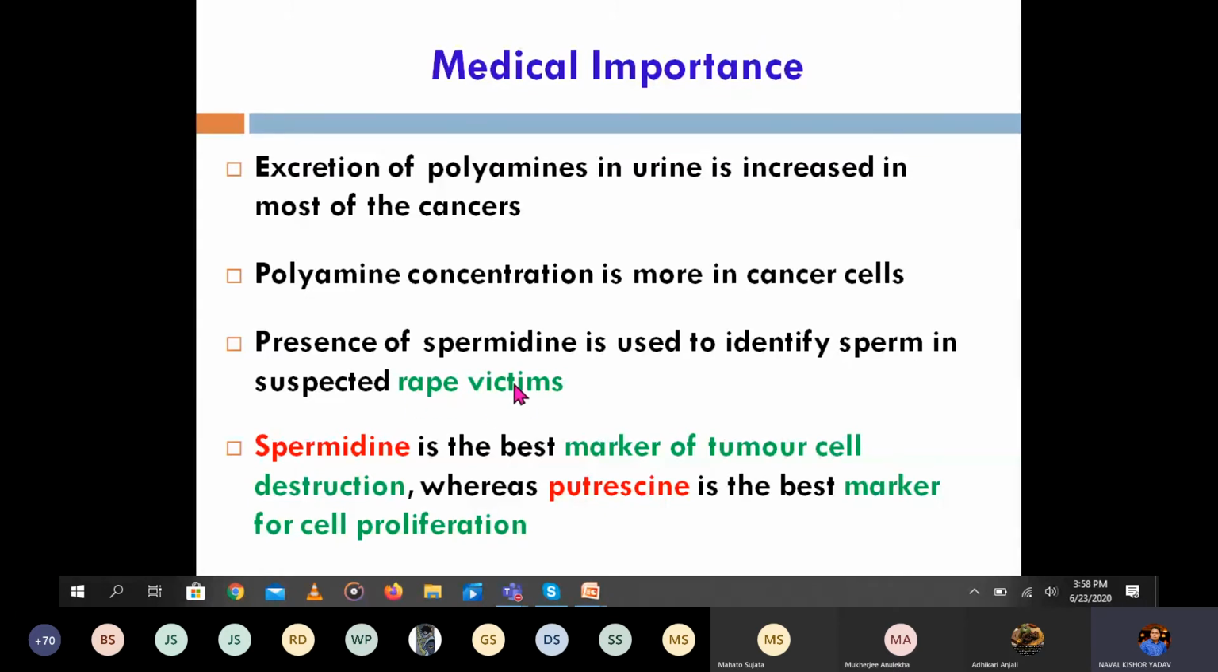These polyamines also act as markers. You can see here the marker of tumor cell destruction. The polyamine known as spermidine acts as the best marker of tumor cell destruction. That is also one of the functions of spermidine. In the pharmacological dose, polyamines are found to be hypothermic and hypotensive. So these are also functions, hypothermic and hypotensive.